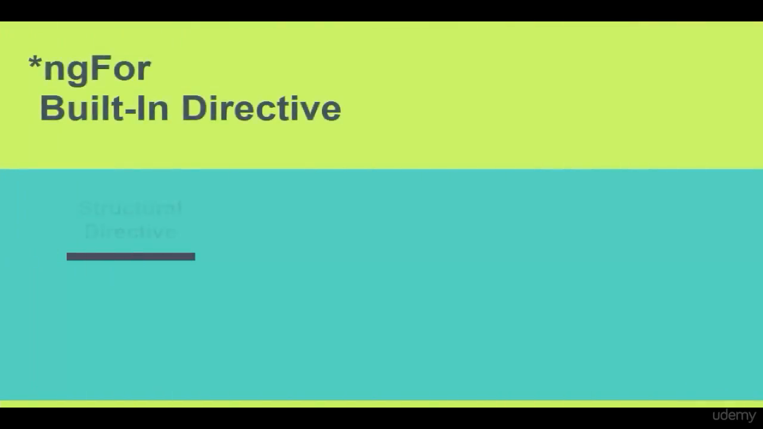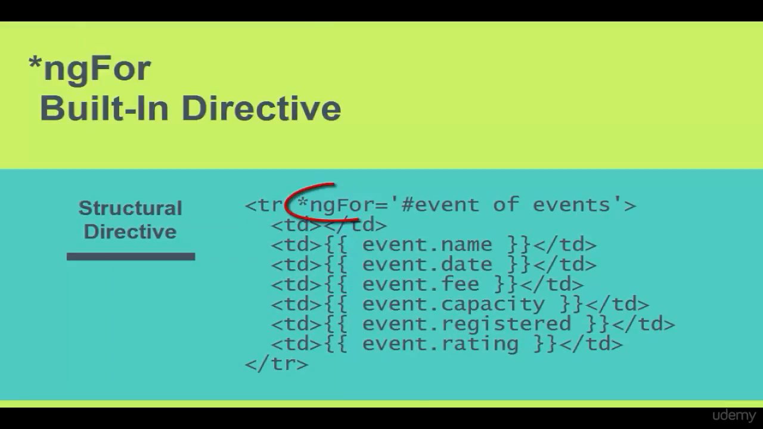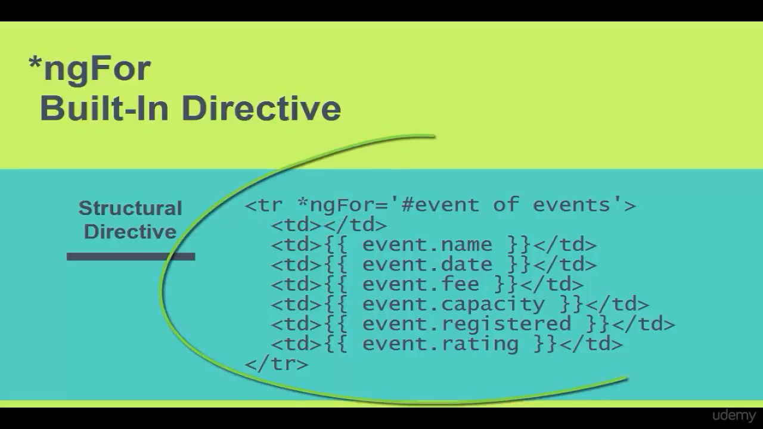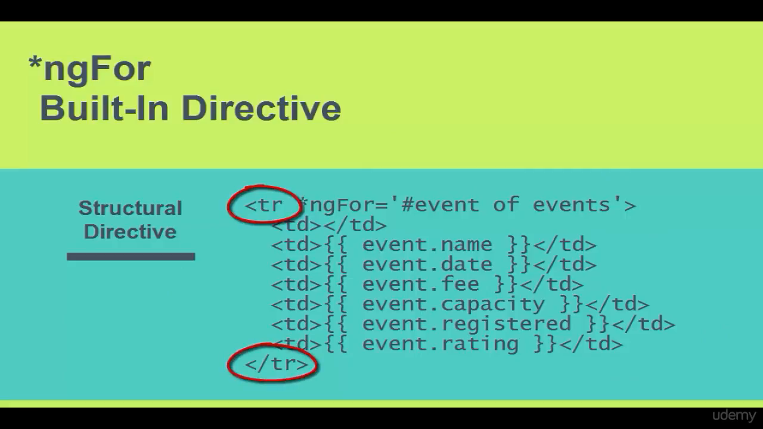Another structural directive is *ngFor. ngFor repeats a portion of the DOM tree once for each item in an iterable list. So we define a block of HTML that indicates how we want to display a single item and tell Angular 2 to use that block for displaying each item in the list. For example, say we want to display each event in a row of a table. We define one table row and the child table data elements for that row. That table row element and its children are then repeated for each event in the list of events.